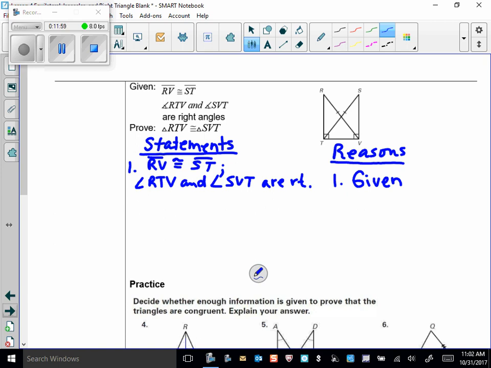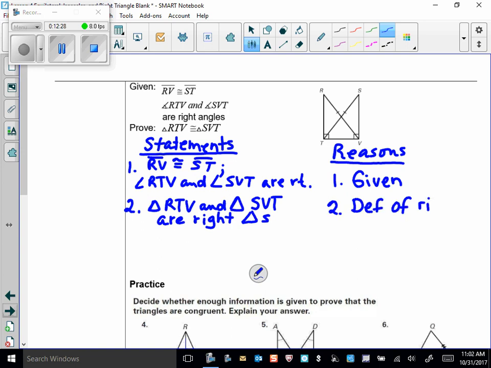So this one turns out to be pretty easy, but remember what I told you, always has to go in a proof. If I'm going to use the HL theorem, I got to say triangle RTV and triangle SVT are right triangles. How do I know that? Because that's the definition of a right triangle. Definition of right triangle. All right, so now I just need to get that leg, right? Because I've got the right triangle, I've got the hypotenuse.